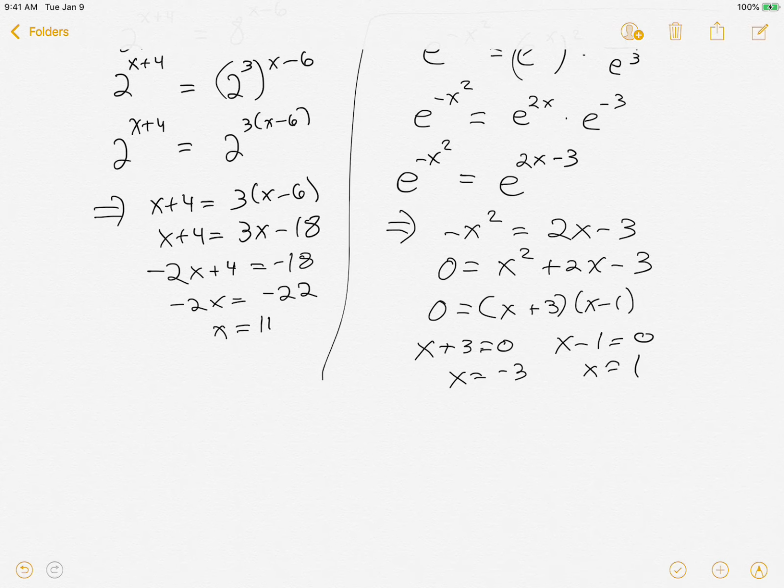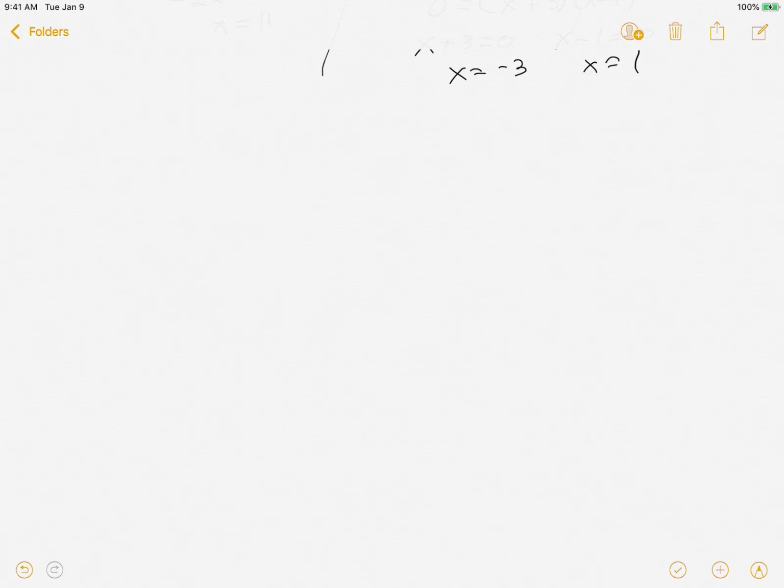Okay? Now, when we talk about exponential growth, we would be remiss if we did not mention compound interest. Compound interest is what banks use to grow interest on a bank account. Here's the formula for compound interest.